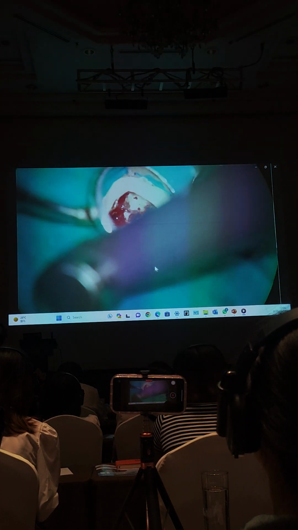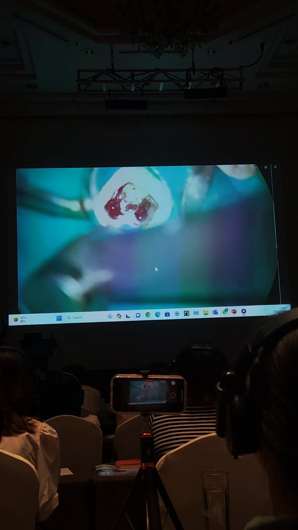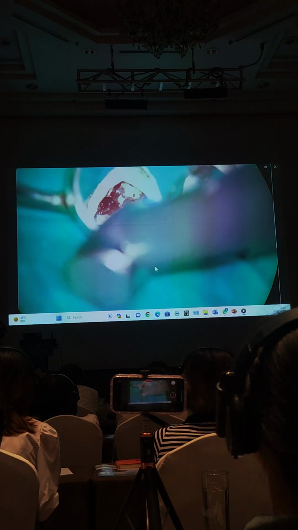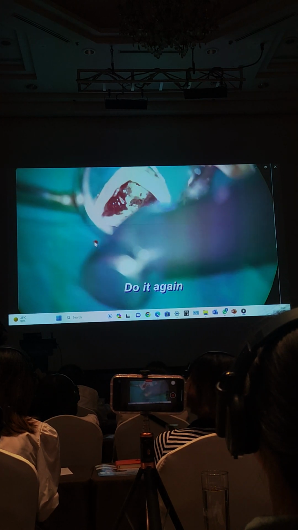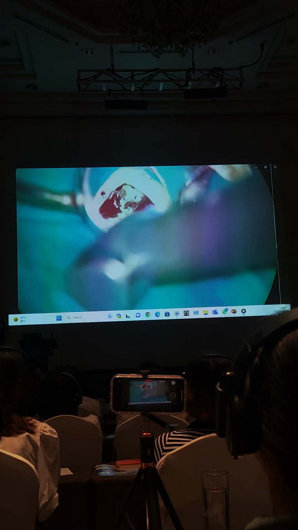But I know what I'm doing. I'm not doing this randomly. I know what I'm doing. So I'm not worried about it. Spinning again inside the periapical tissues.